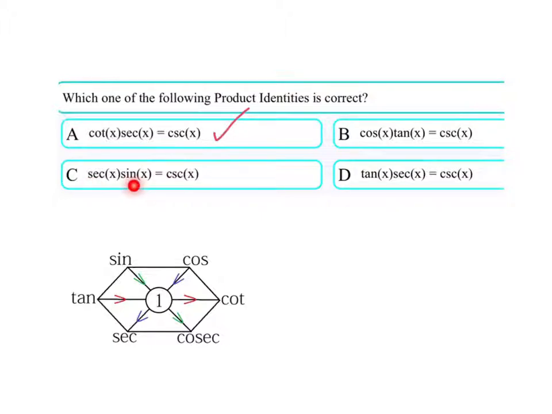Secant and sine equal tangent. That's not correct. Cosine and tangent multiply to be sine, not cosecant. And then finally tangent and secant. There's nothing in the middle of those two. Don't go to the one thinking that. Or the ones are tangent and cotangent. Those equal 1. These multiplied together don't equal anything.